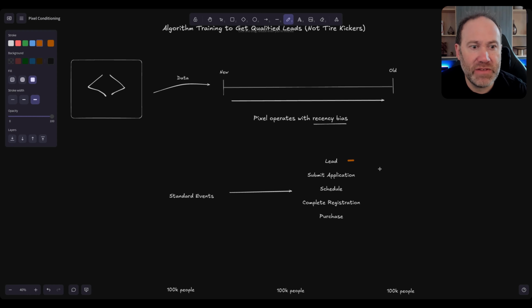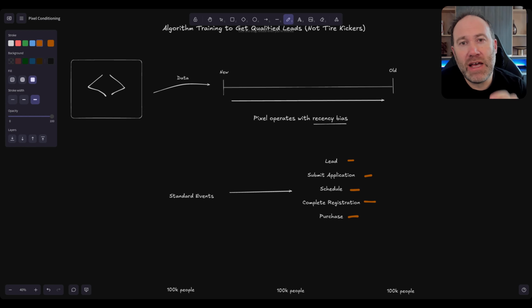So these might be lead if someone's opting in, submit application to sign up to something potentially with you, a call schedule, complete registration for something like a webinar, or maybe a purchase. Now, remember that Meta has billions of data points across its user base. So it has a lot of intelligence to leverage to find out who amongst the people that you're targeting with your ads are most likely to undertake those specific actions. So it's really important that you actually optimize for the right event and therefore send back the data that's going to serve you so it can find more people to undertake the events that you want.